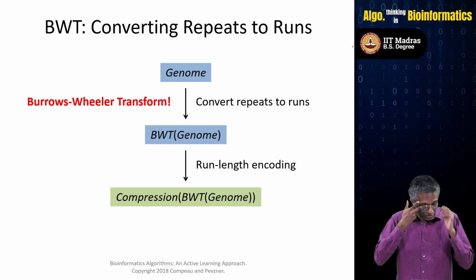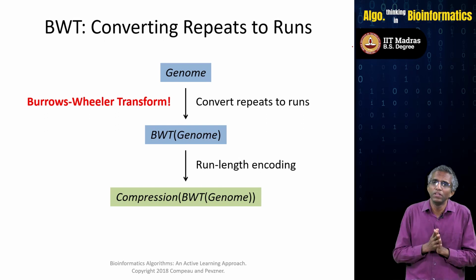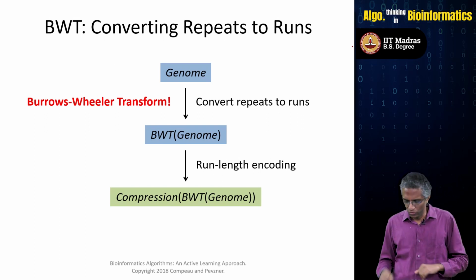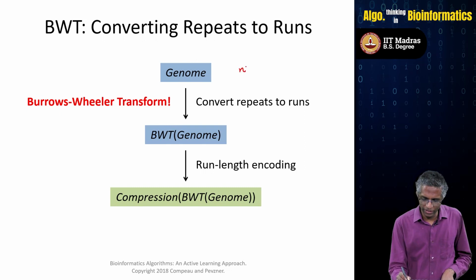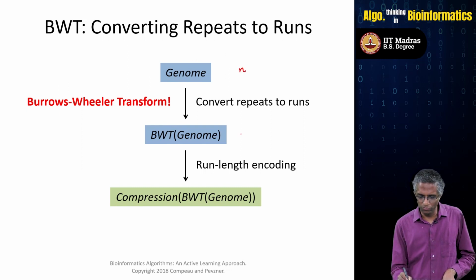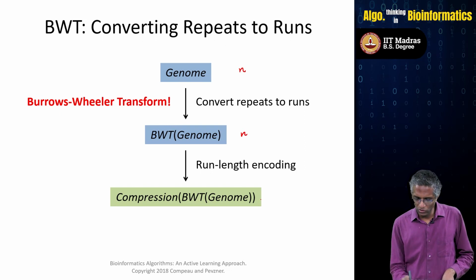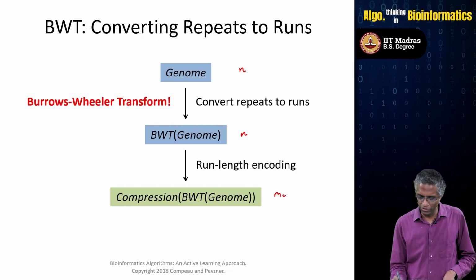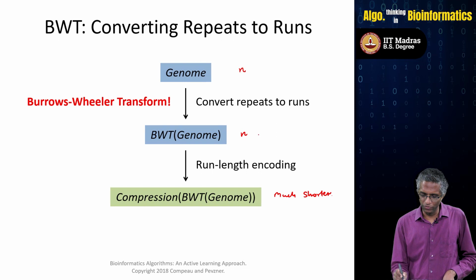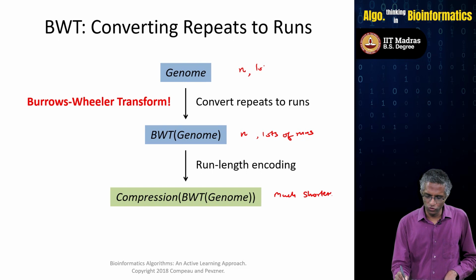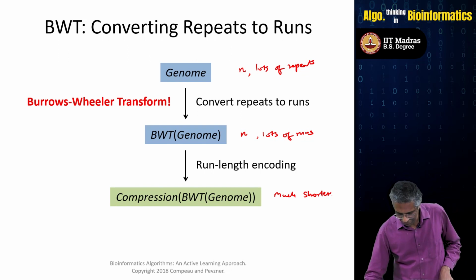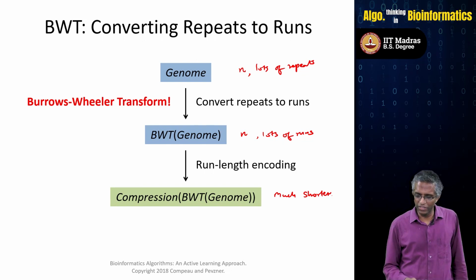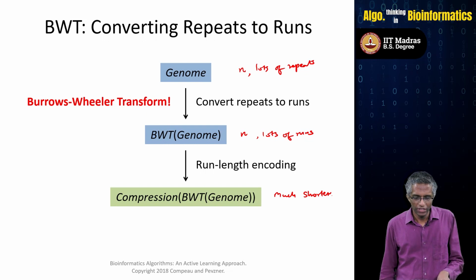So that is the magic here, that the Burrows-Wheeler transform, which is the last column, is converting repeats to runs. So this may be n in length. If n is the size of the genome, this is also n in length. But once you compress it, the idea is that this is much shorter, because this BWT of genome will have lots of runs. This we are assuming has lots of repeats. Okay. So if it has lots of runs, then we will have a much shorter compressed genome, okay?